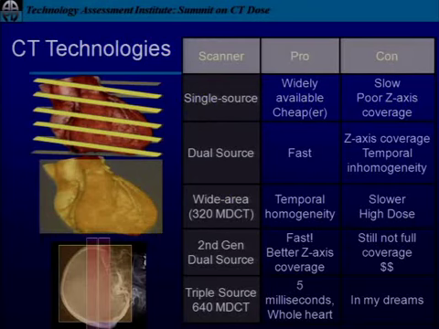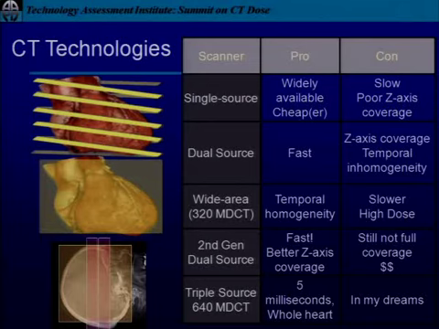First thing about CT technologies, as was nicely illustrated by the previous speaker, there are various modalities available. There are single source scanners, where you have to spiral your way through, maybe do retrospective gating, bin your data into proper bins, and then do the multiphasic reconstruction. These are widely available, but they are slow, and there is poor Z-axis coverage.